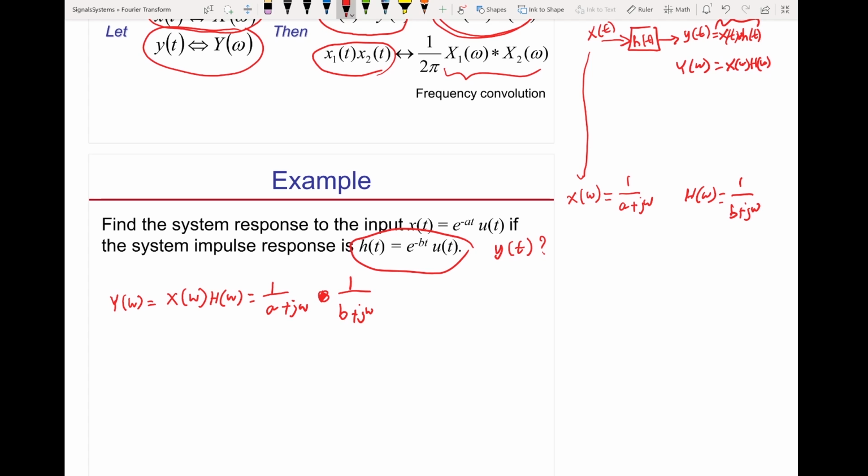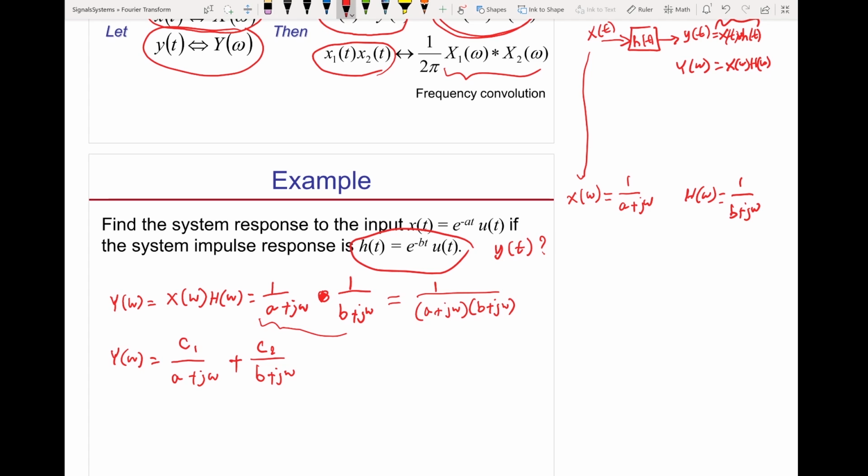So you have two options. One option is to do the inverse Fourier transform of this signal and carry out the integration, which is a little bit long, or use partial fraction expansion. So we can express Y of omega as C1 over a plus j omega plus C2 over b plus j omega. When you do partial fraction expansion of these terms, you have to find C1 and C2 using the same technique we did before.